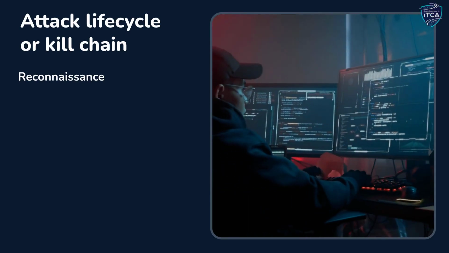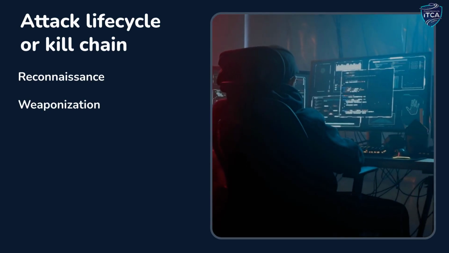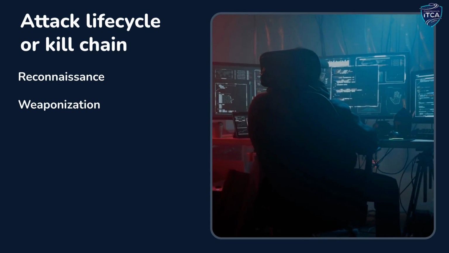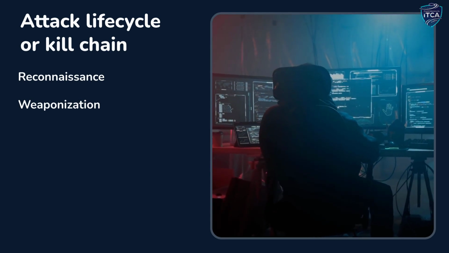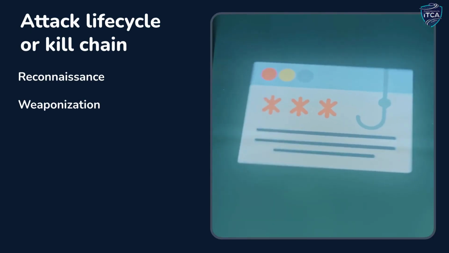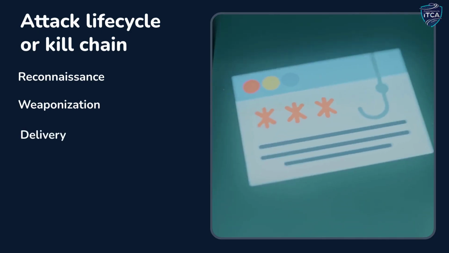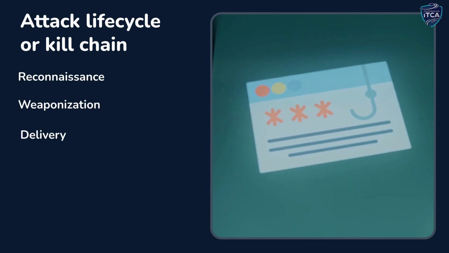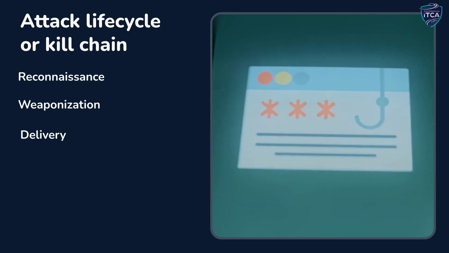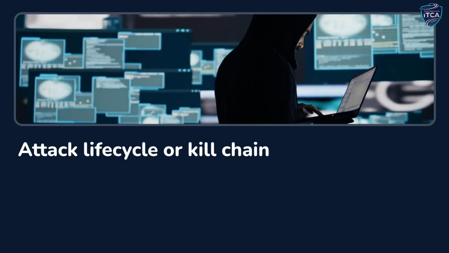Once they have enough information, they move to weaponization, preparing the tools or payloads that will be used to compromise the target. This could be malware designed to steal information, ransomware to encrypt files, or phishing templates tailored for a specific victim. The next stage is delivery, which is the method used to reach the target. This could involve sending malicious emails, planting infected files on a website, using USB drives, or even leveraging compromised supply chains. Once the attack reaches its target, exploitation occurs.